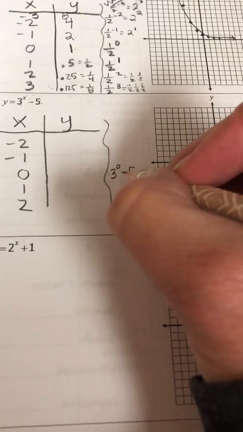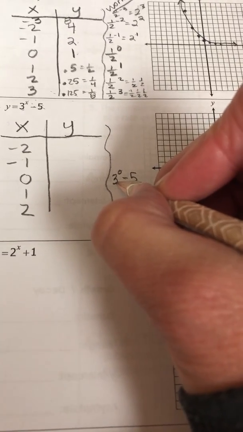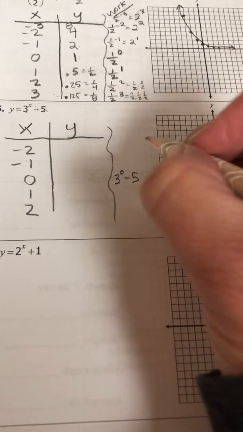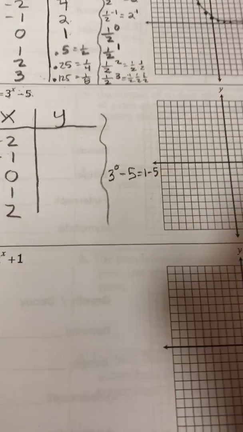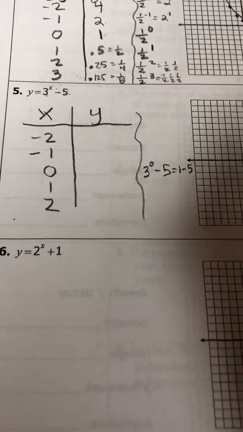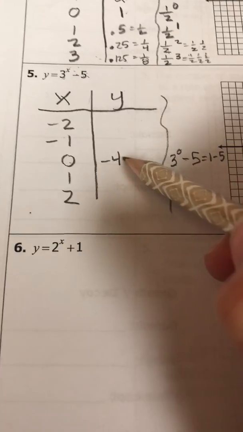So I have 3 to the 0th power, which is anything to the 0th power is 1. So this equals 1 minus 5. So I suddenly have a negative 4. That's going to be my y-intercept because x is 0.